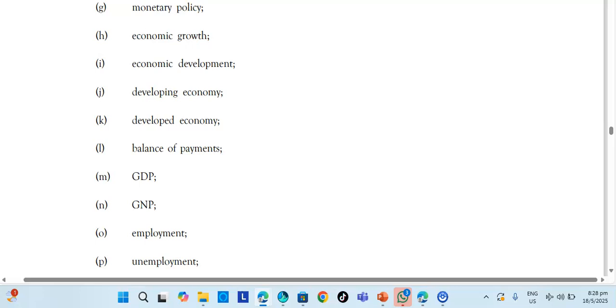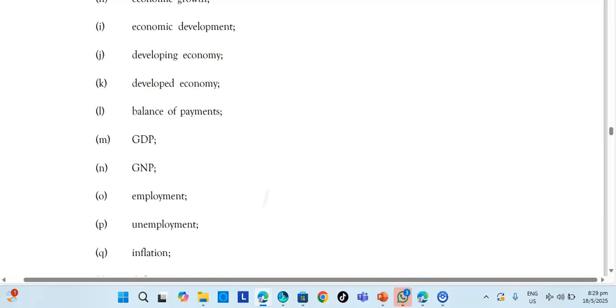Gross domestic product, GDP: the total value of all goods and services produced within a country in a year. Gross national product, GNP: GDP plus income earned by citizens abroad minus income earned by foreigners in the country. Employment: people who are willing and earning an income. Unemployment: people who are able and willing to work but cannot find a job.